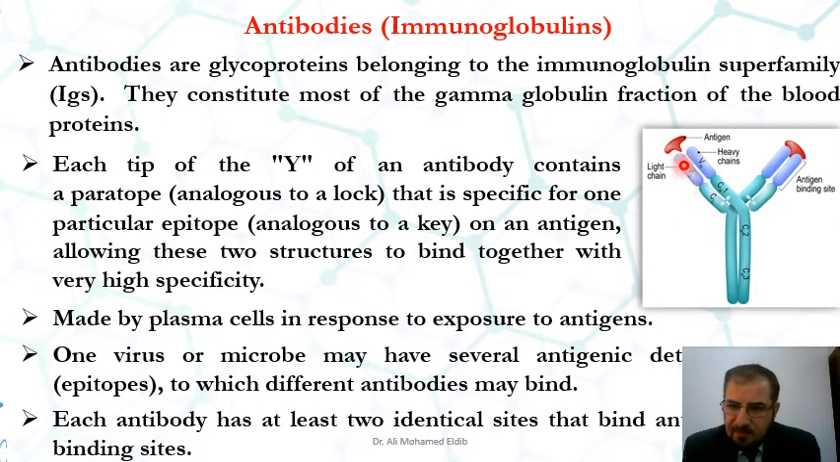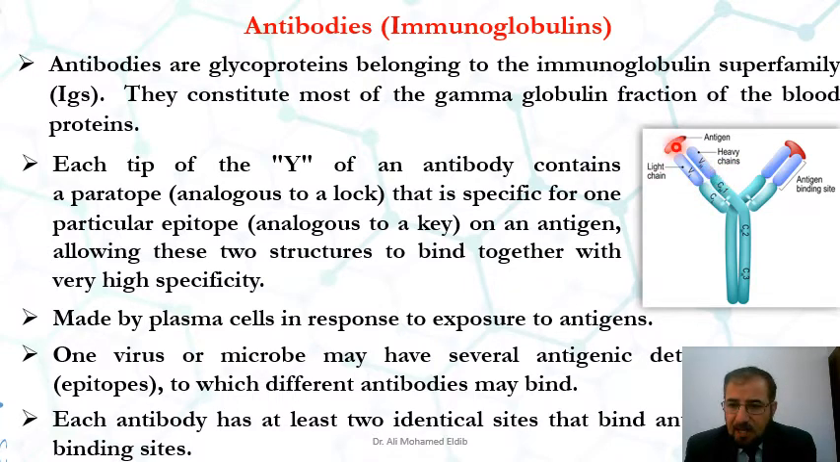So at the tip of the antibody, there are 2 sites here. We call them the paratope. The paratope is an antigen binding site. This red one is the antigen. The antigen contains an epitope, and the paratope of the antibody can bind to the epitope of the antigen. So the paratope is part of the antibody, while the epitope is part of the antigen. Like lock and key.